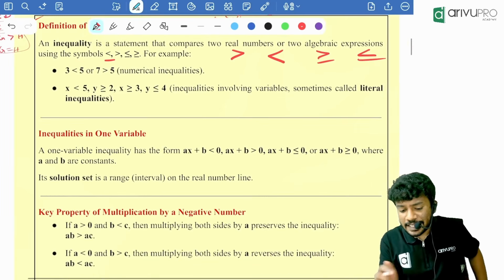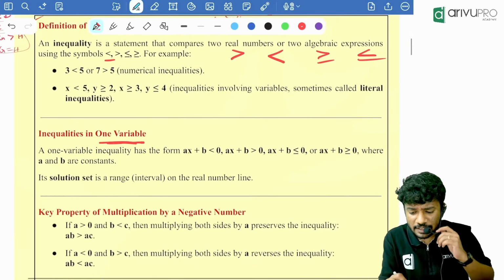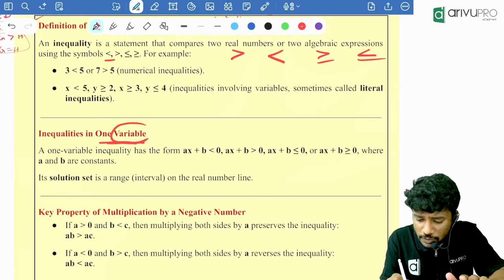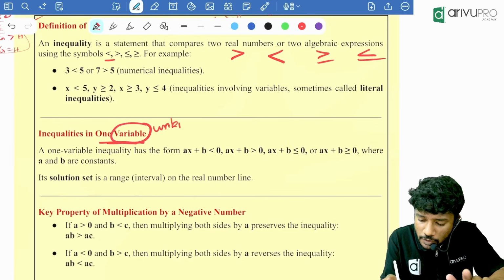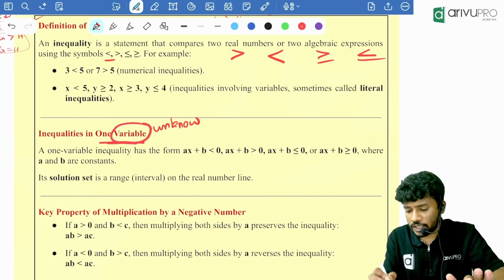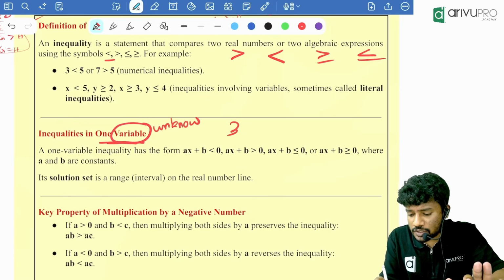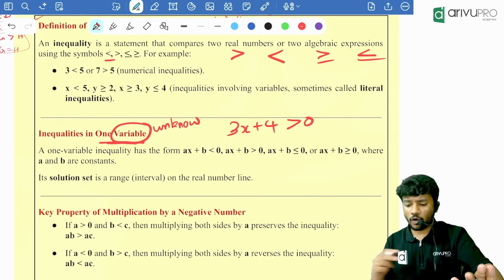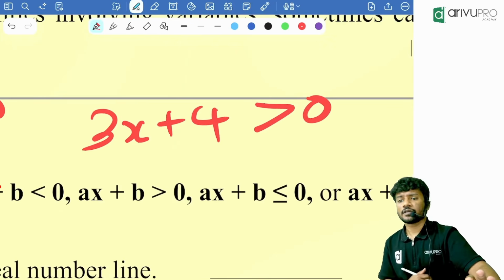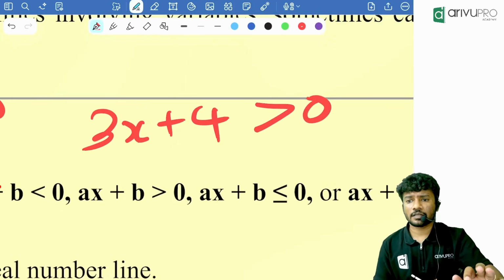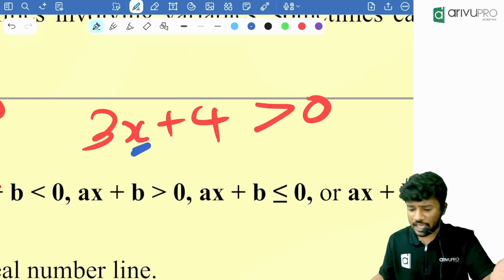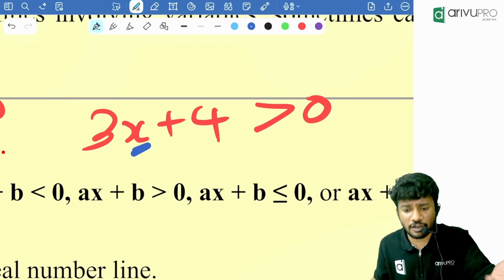Now, inequalities in one variable. That is something we are going to check. One variable means what? Unknown. Whoever is not known. For example, 3x plus 4 greater than 0. How many unknown people are there? Oh, x is the only unknown person. We have 3, we have 4. We need to find the value of what?